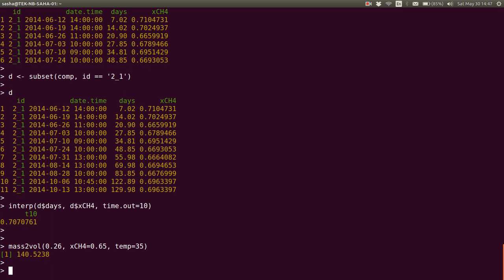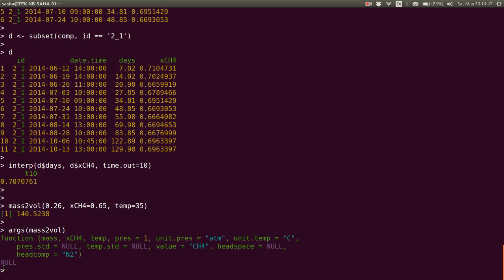We can see more details by changing the value argument to all. You can see the value argument here is methane by default. And it's also possible to standardize to different pressures or temperatures.